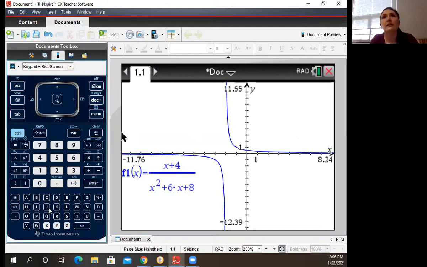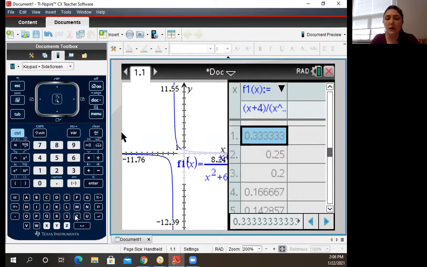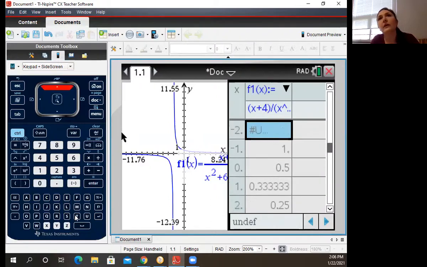So let's take a look at our table. Control T to pull up that table. And then let's go to -4 here. Undefined. So that means I do not have an x-intercept at -4. If it were an x-intercept, it would say 0 here. But since it says undefined, it's a hole, okay, which we knew because that was reducible.